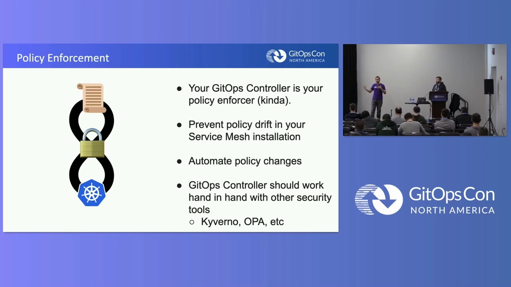You're going to be using your GitOps controller to make sure that drift doesn't happen. You want to set your policies and make sure that policy is always what you want it to be, right? And you also want to automate those policy changes. So if you ever change a policy, whether you put in a new constraint or widen it a little bit, you want that to automatically propagate massively to your entire cluster.